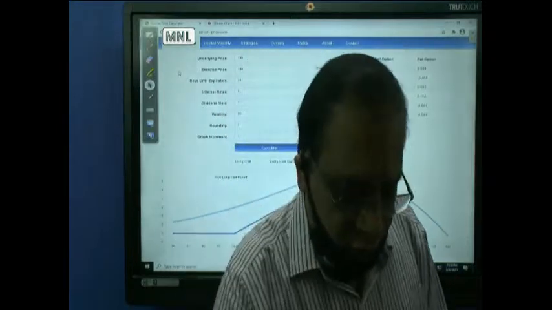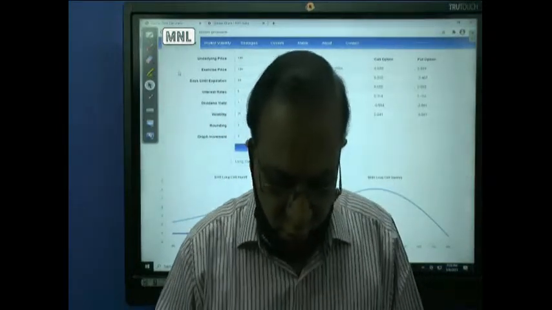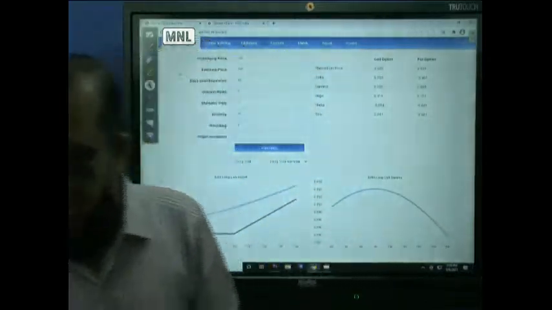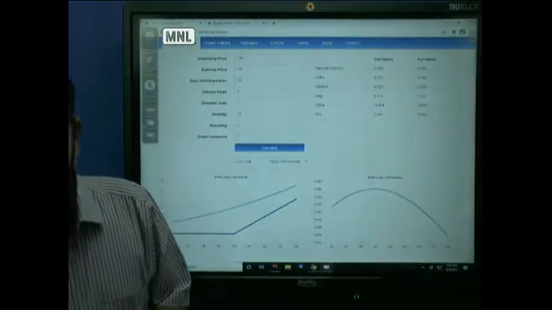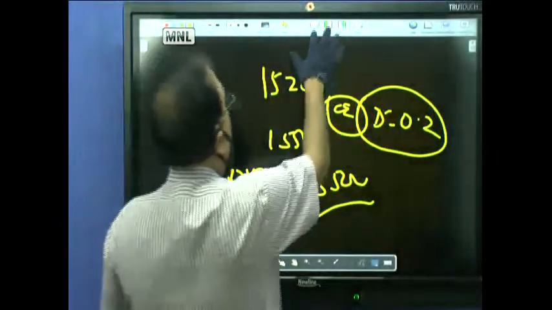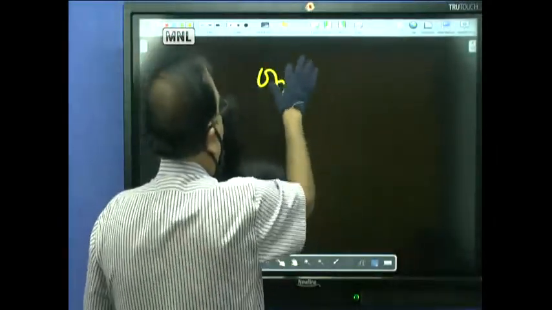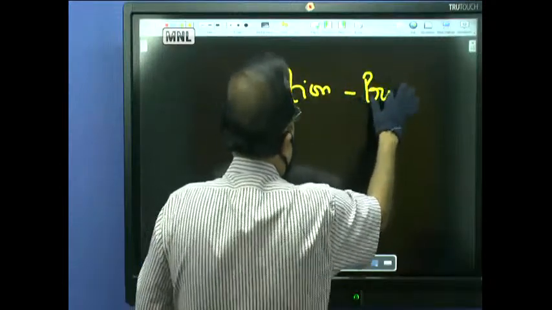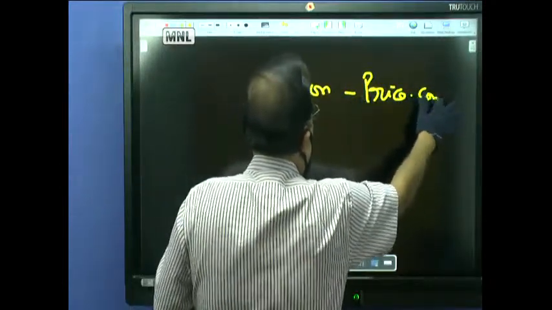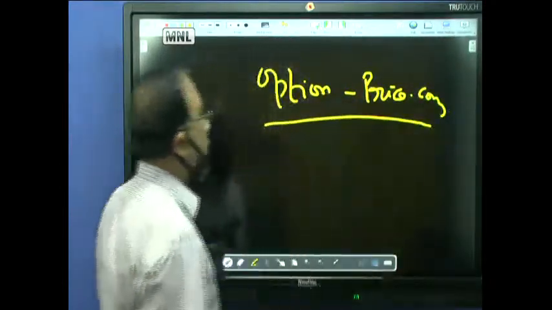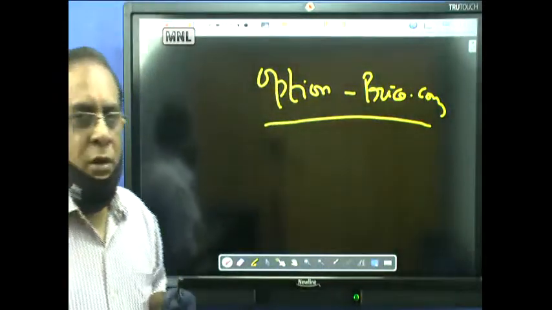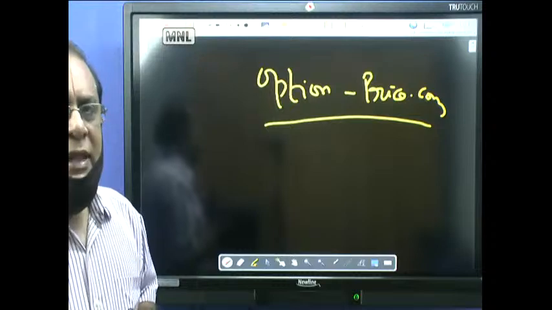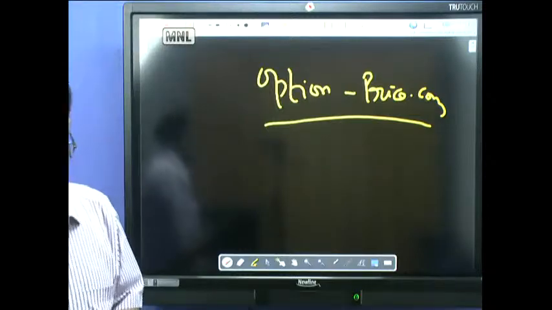Okay, I will write it for you: option-price.com. In Google also, if you search for option calculator, you will get many calculators. This is one calculator.